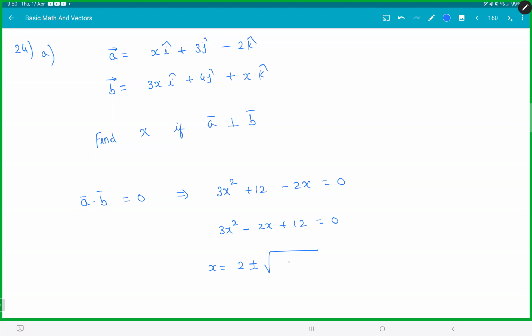How do you guys get the value of x? Roots don't exist. There is no value of x for which these two vectors will be perpendicular. So that will be 4 minus 4 into 12, that is 48 by 6. Roots are imaginary. A and B can never be perpendicular. A bar and B bar can never be perpendicular. That is the meaning of it.